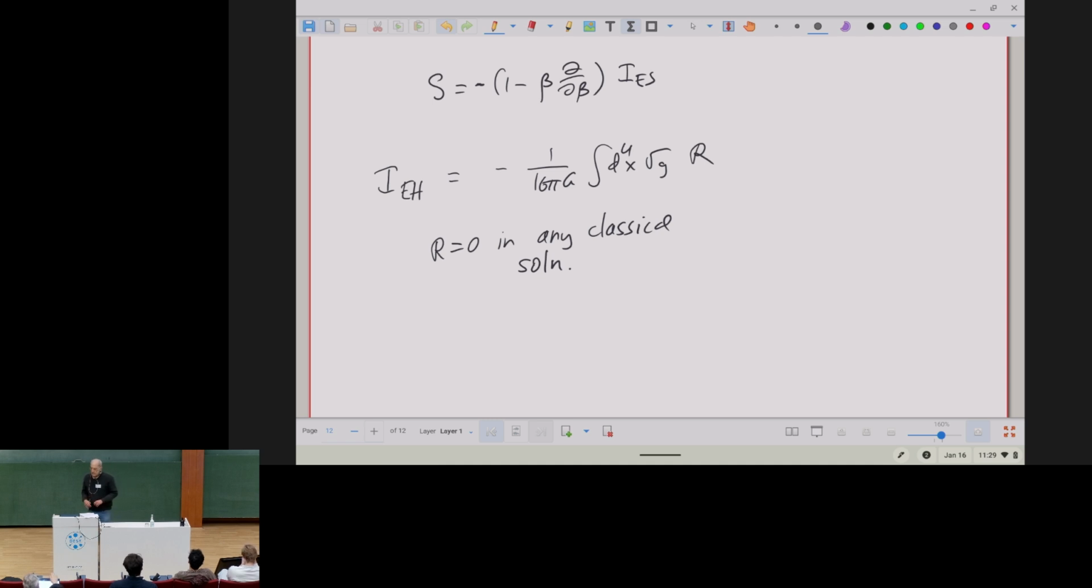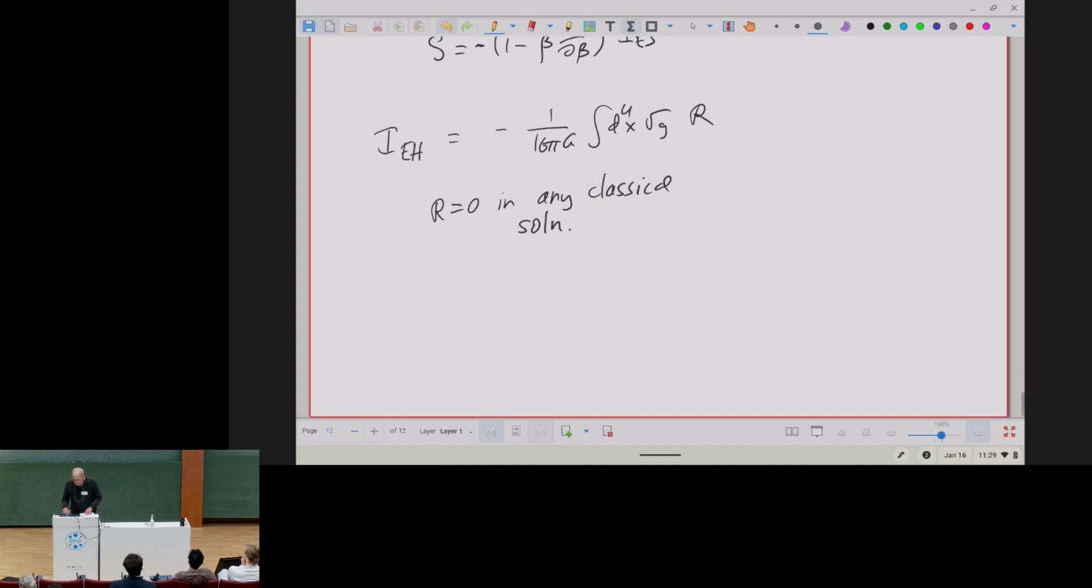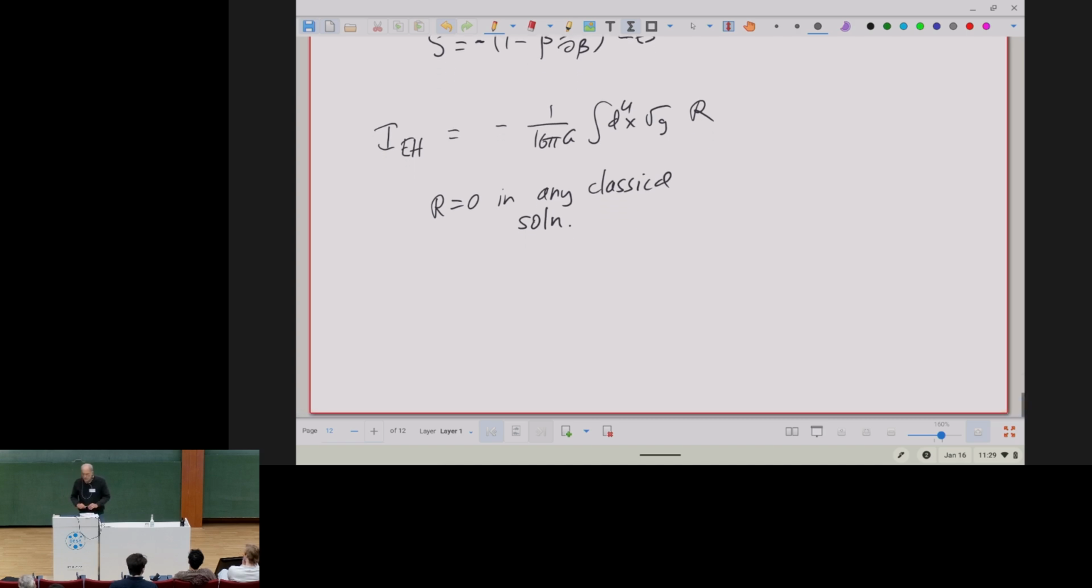Well, the answer to that question is really that the Einstein-Hilbert action is adequate for deriving Einstein's equations from a variational principle. But as input in a path integral, the usual Einstein-Hilbert action isn't quite adequate. The reason is it involves second derivatives of the metric tensor.